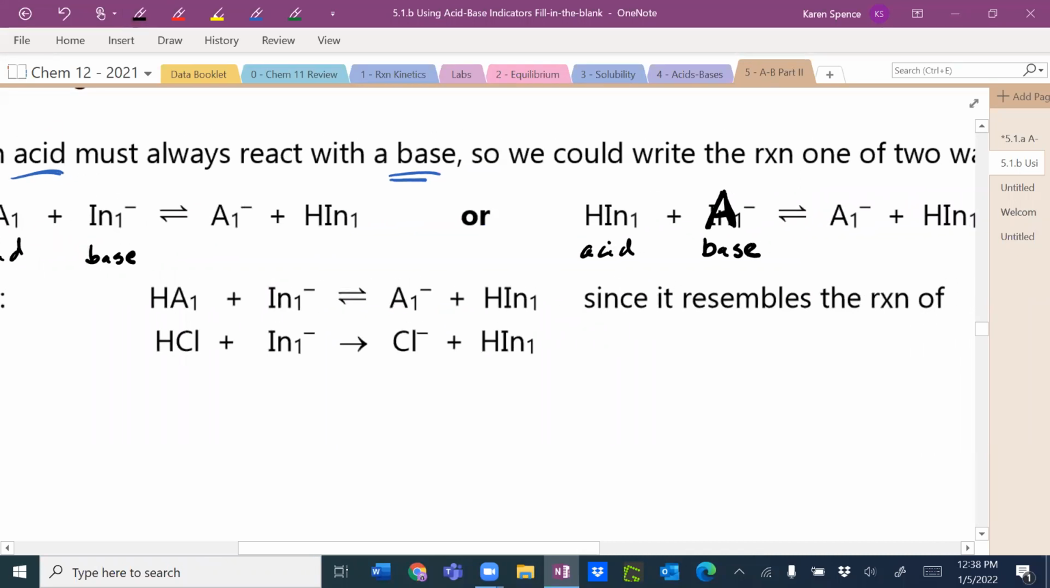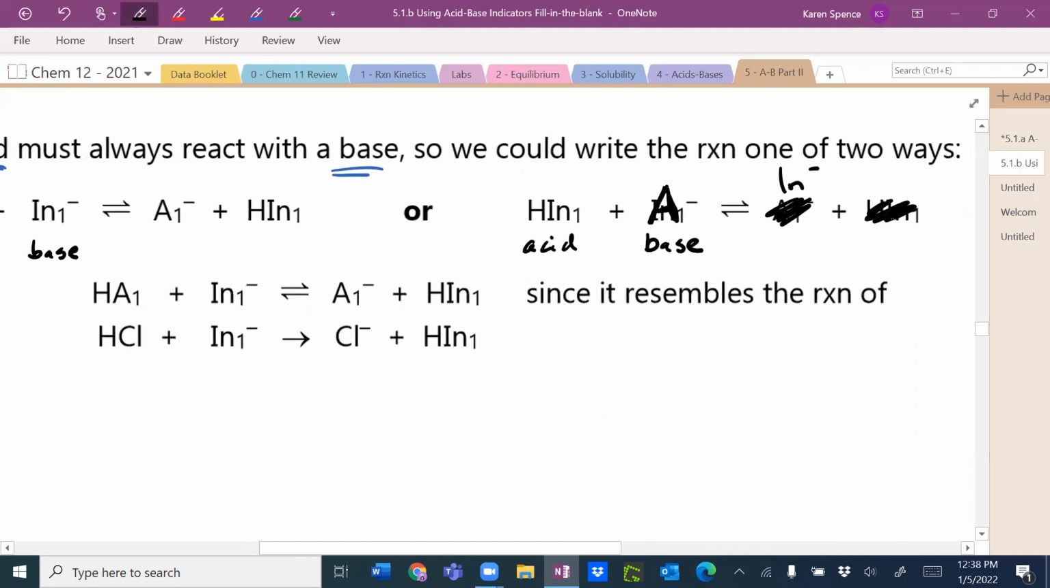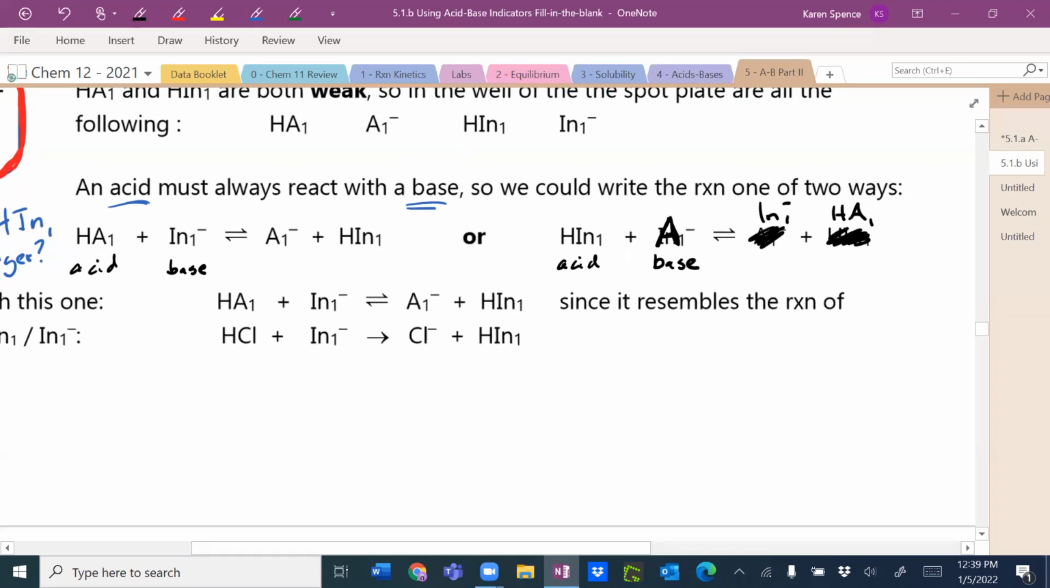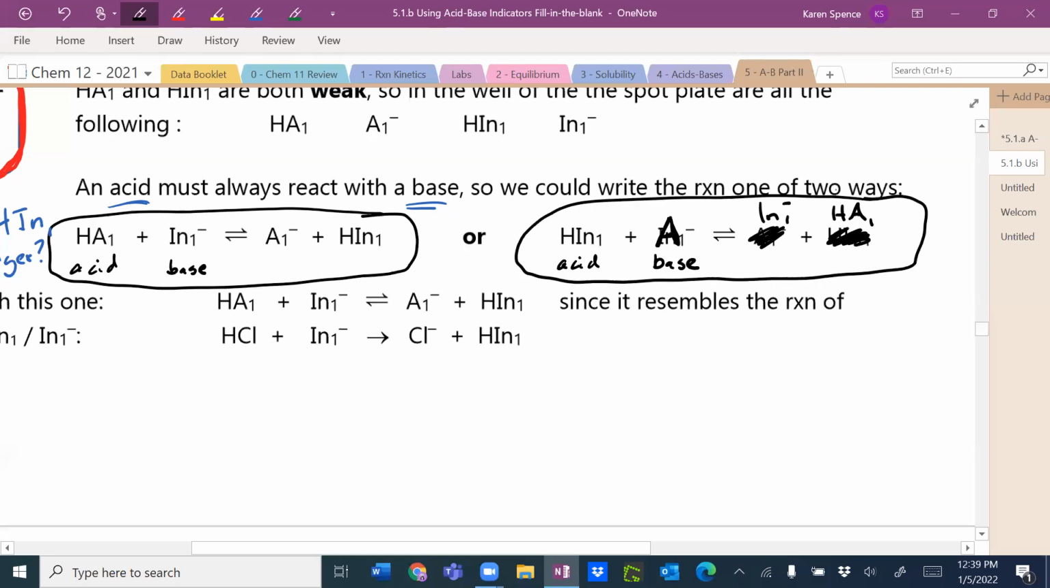However, oh, and this is backwards. This is all backwards. Oh my God. Oh, okay. This should say IN minus, and that should say HA1. Sorry about that. Okay, so even though we could write it either this way or this way, those two reactions are just the opposites of one another. The reactants have been flipped to the products and vice versa. So it doesn't matter which one we use.